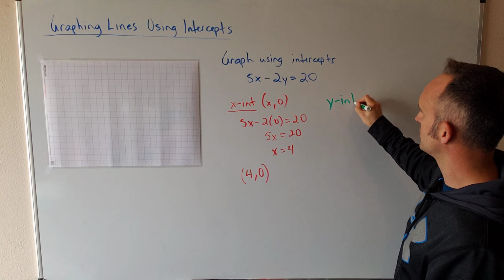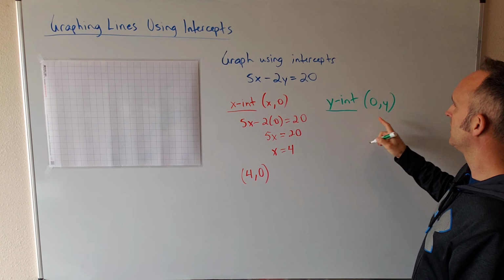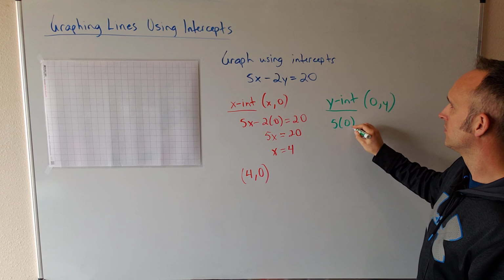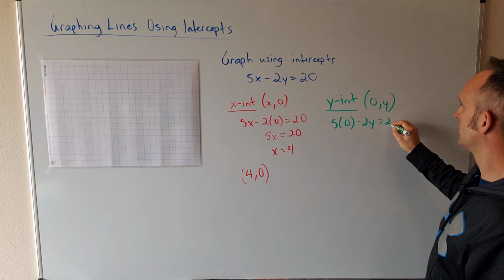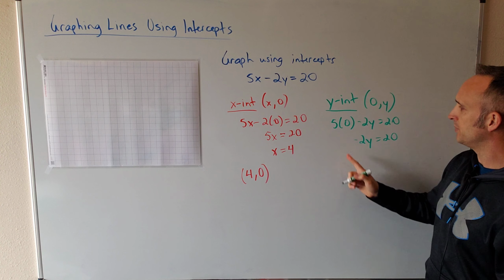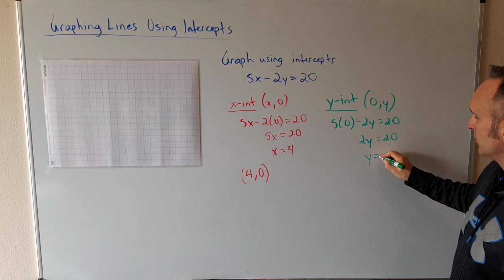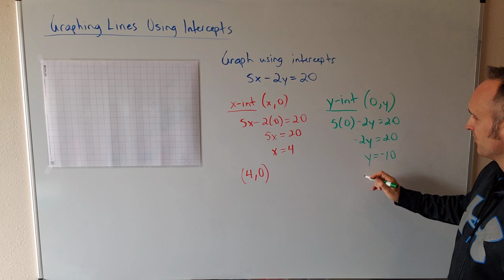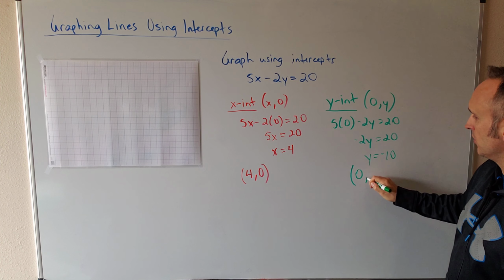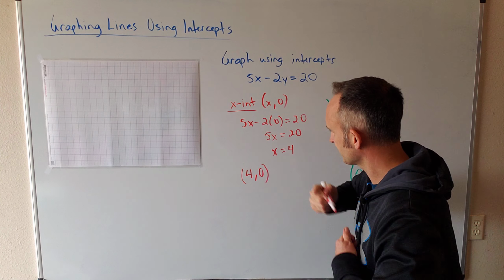So the y-intercept we know is 0, y, meaning we can plug 0 in for x now. So we get negative 2y equals 20, because 5 times 0 is 0. Divide both sides by negative 2, and we get y equals negative 10. So our y-intercept is where x is 0 and y is negative 10. So we have both intercepts now.